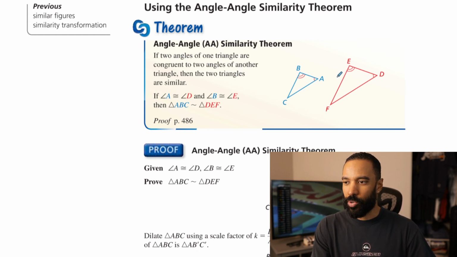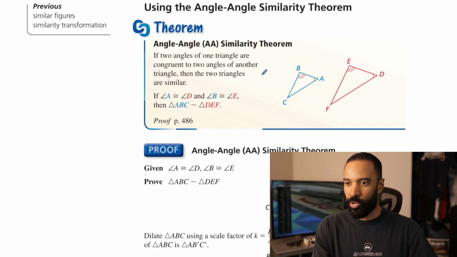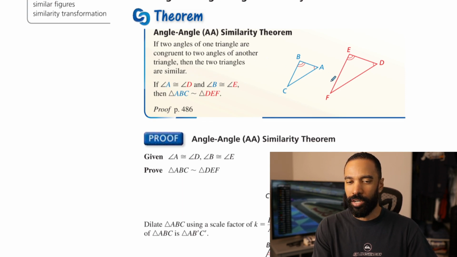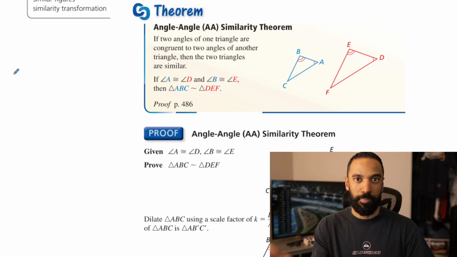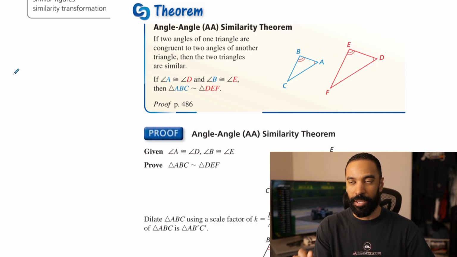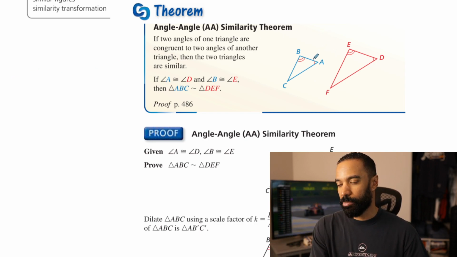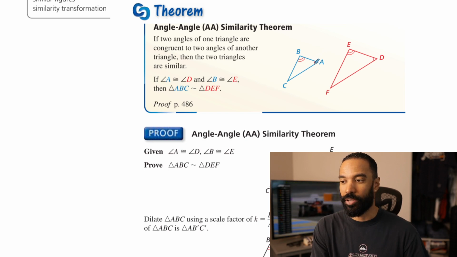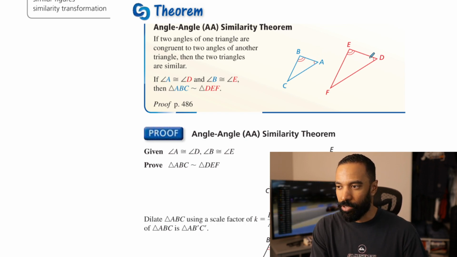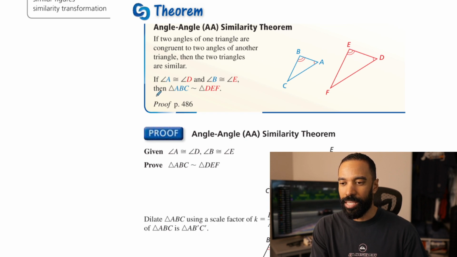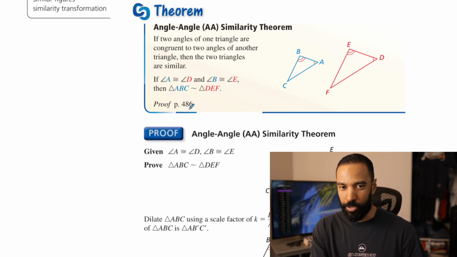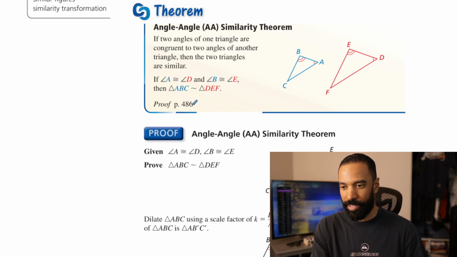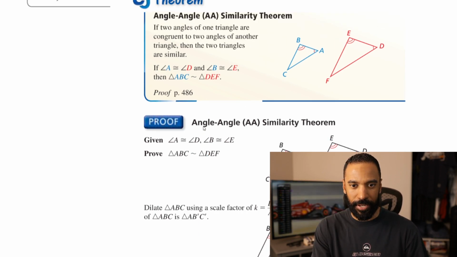If two angles of one triangle are congruent to two angles of another triangle, then the two triangles are similar. Now this is very unique and specific once again to triangles, not to bigger polygons like quadrilaterals and pentagons and things like that, but very specific for triangles. You can see if angle A is congruent to angle D and angle B is congruent to angle E, then those two triangles are similar. Looks like there's a proof to be had. I don't know if that's us to do or if it is part of, oh, looks like they're going to do it right down here.